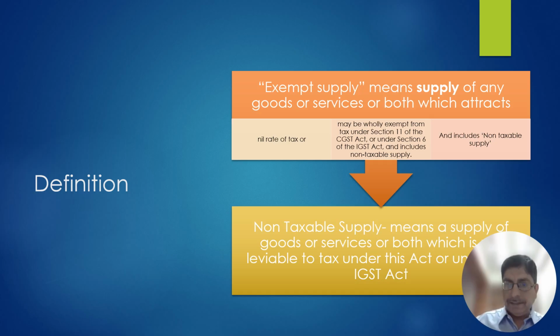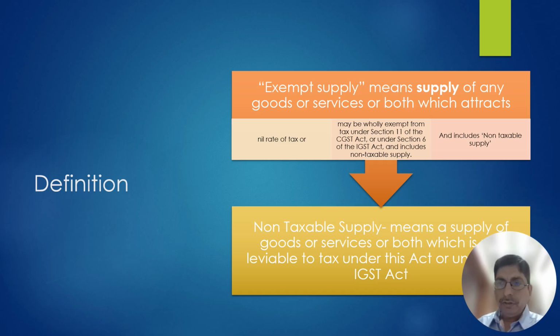A supply which is taxable but carries nil rate of duty. Is it exempt supply? Yes, it is exempt supply. A supply which is taxable but it is wholly exempt. Wholly exempt means suppose your product is chargeable to tax in the GST at 18%. Notification says rate is 0. That means wholly exempt. However, if your product is chargeable to tax under GST at 18% and the notification says rate is 5%, then it is partially exempt. That is not wholly exempt. That is not an exempt supply.